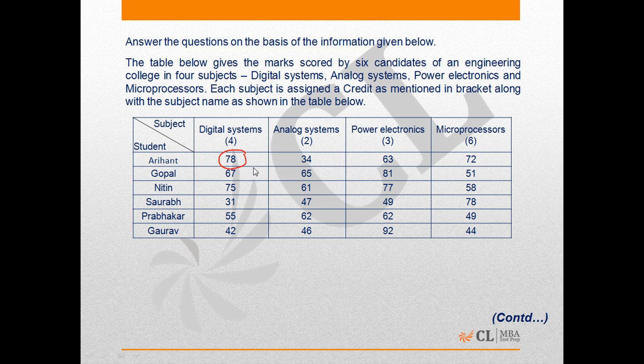Arihant got 78 marks in digital system and the credit for digital system is 4. He got 34 marks in analog system and credit for the same is 2. Similarly, credit for power electronics is 3 and Arihant got 63 marks. Similarly, we can check the marks obtained by other students.